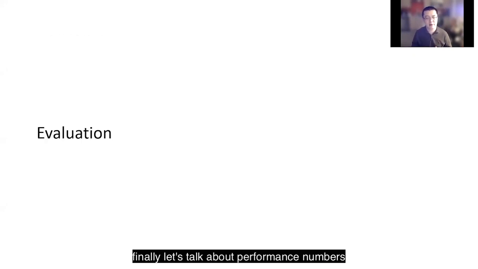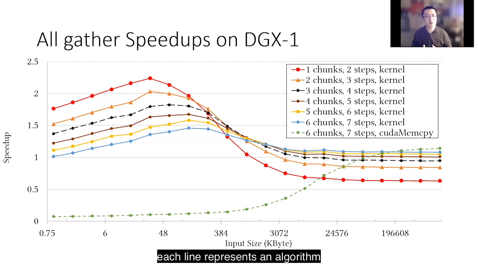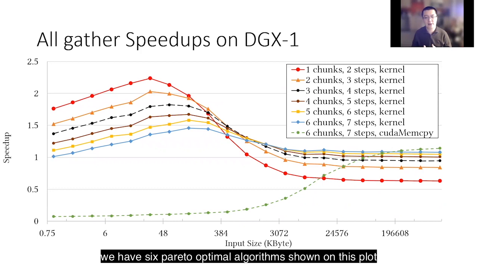Finally, let's talk about performance numbers. This figure shows all gather speedup over NCCL for different input sizes. Each line represents an algorithm. We have 6 Pareto-optimal algorithms shown on the plot. To show the impact of using CUDA memcopy, we plot 2 versions of the bandwidth optimal 6-chunk 7-step algorithm, a load store implementation and a CUDA memcopy implementation.